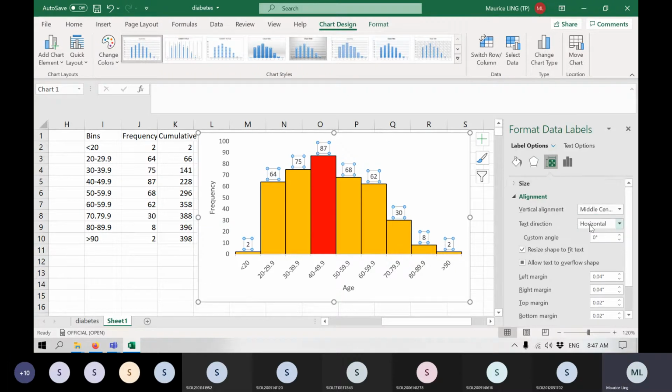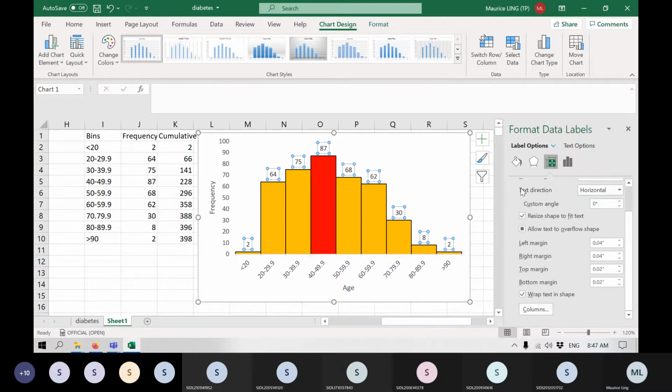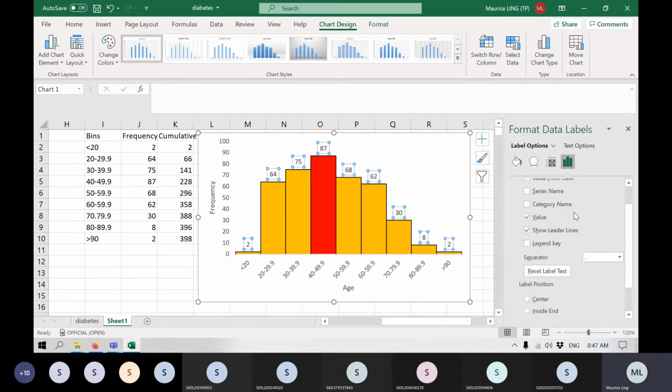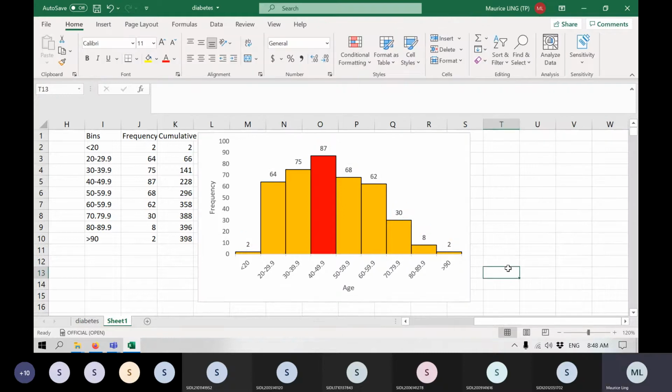Okay, let's go back to normal. Then you can change the position of it. Yeah, you can align it, you know, to the center of the bar. Okay, go to the inside of the bar and in the base or whatever. There are a few positions they can label. So it depends on which one is suitable for you. Okay, so that is your histogram. So summary statistics is actually quite simple to use.